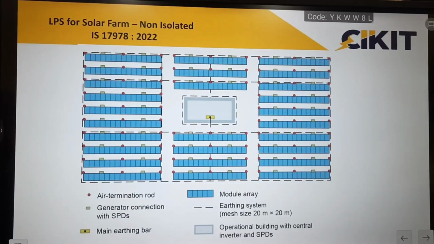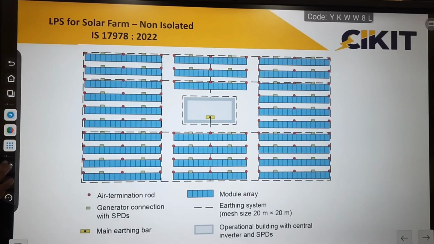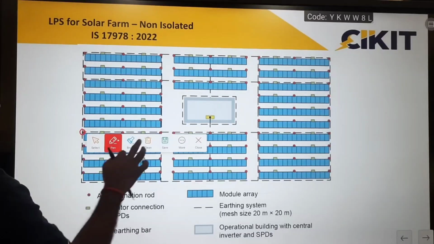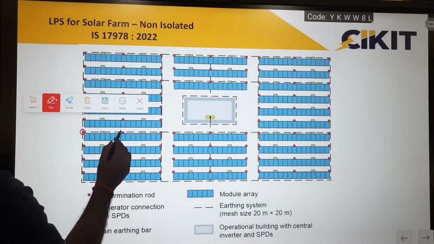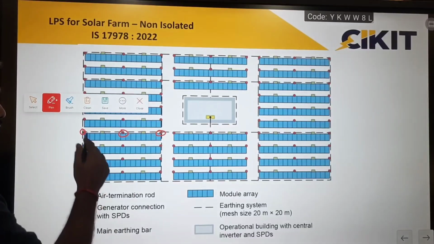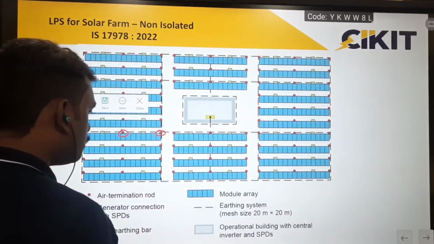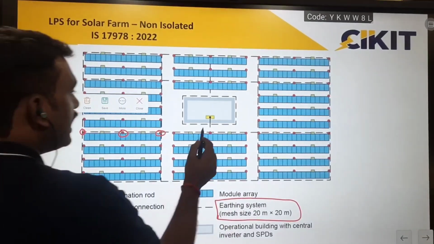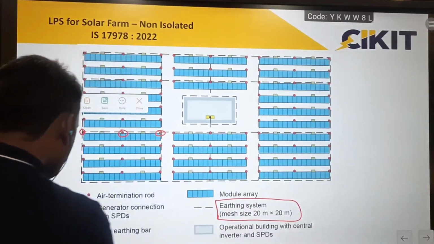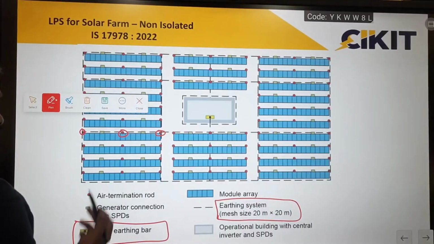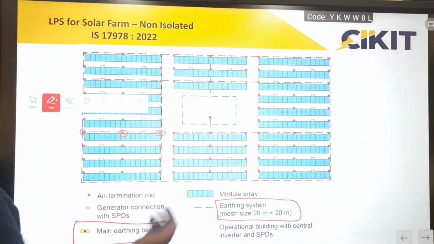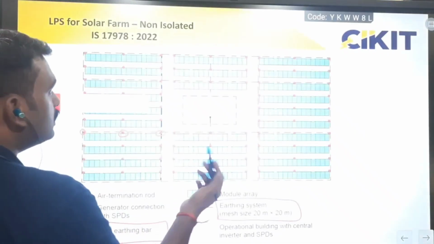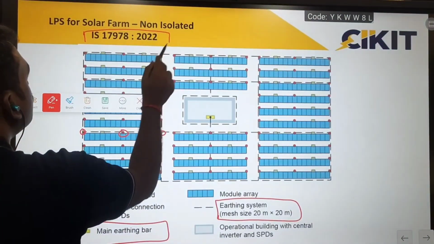So this is one example from various solar farms. Here, they have performed the design and they have placed multiple air terminals. They have interlinked the earthing of all these air terminals to the earthing mesh. Through this earthing mesh, they have interconnected the main earthing of the control room, and all the SPDs and all the other earthing are also connected to this earthing mesh. So this is the recommendation provided by IS 17898.